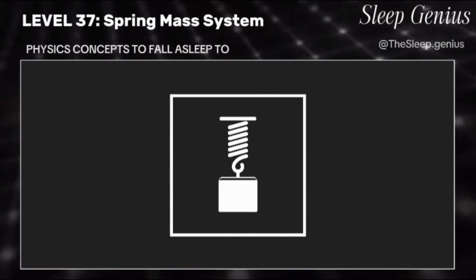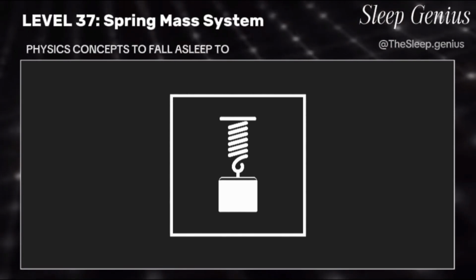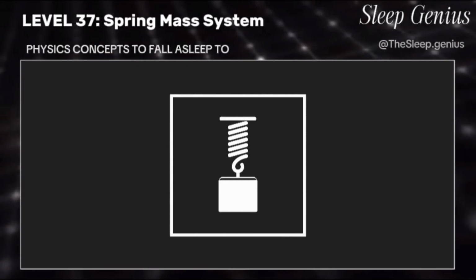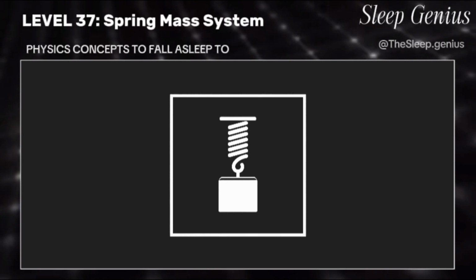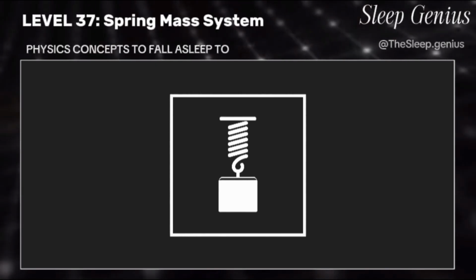The system has essential traits such as elasticity of the spring and inertia of the mass. The spring stores energy when stretched or compressed and releases it to move the mass. The mass resists motion due to its inertia. These components are connected, and the balance between spring force and mass motion defines the system's behavior.